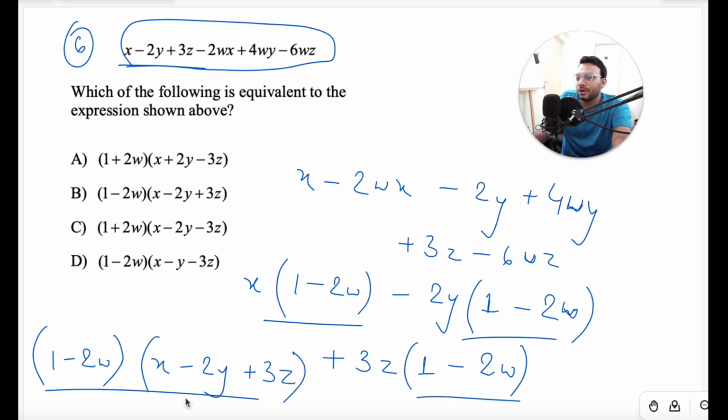Now let's match with the options. 1 minus 2w, option B or option D. x minus 2y plus 3z, x minus 2y plus 3z. This is the correct answer. Option B is the correct one.